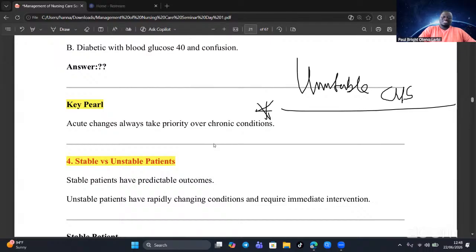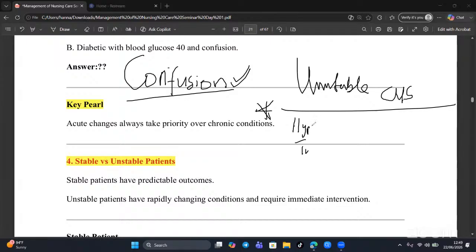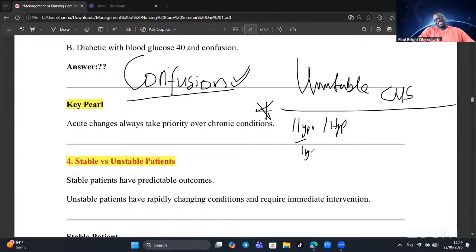Yes. Somebody said confusion. Unstable cardiovascular system. Somebody is mentioning confusion. You see where our issue is? Yes. The observation will show the patient may be in shock, with hypotension. Patient may have hypotension, may have tachycardia, or maybe bradycardia, syncope, fainting attack.